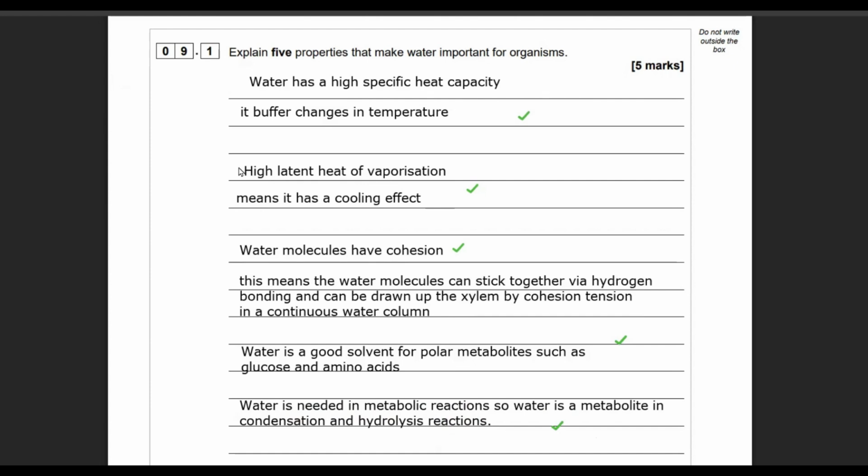What other things? I could have gone on about surface tension. The water molecules are polar, they can hydrogen bond, and therefore do surface tension on the top of ponds and lakes. And that allows insects and things to walk across the water. Let's move on.